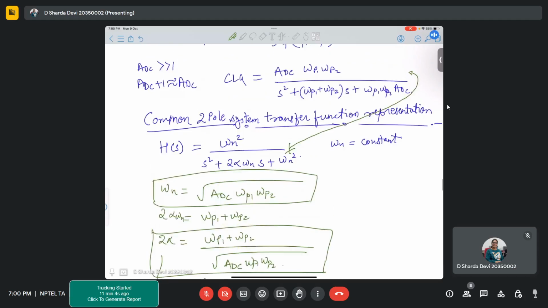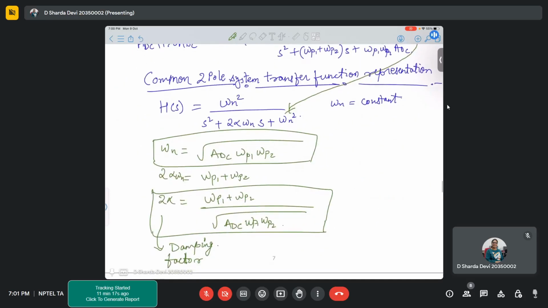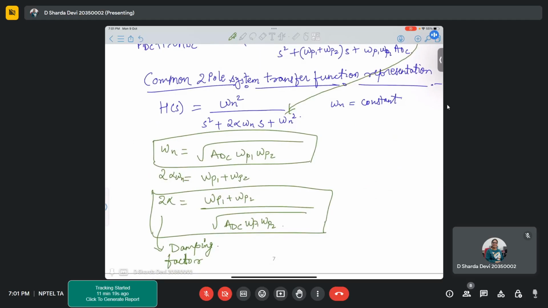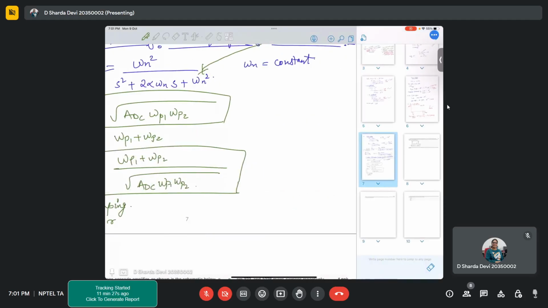Why damping factor? Because first of all, this was a negative feedback system, right? So in negative feedback, you will ideally have damping for stability. And how much damping will be there in your circuit is defined by this particular factor, which is known as the damping factor given by 2 alpha.